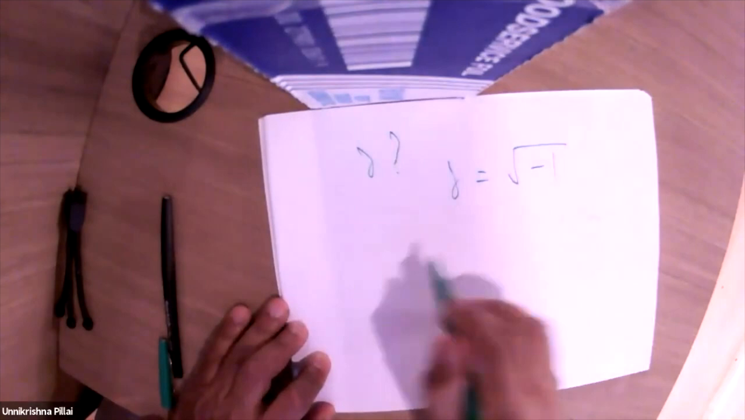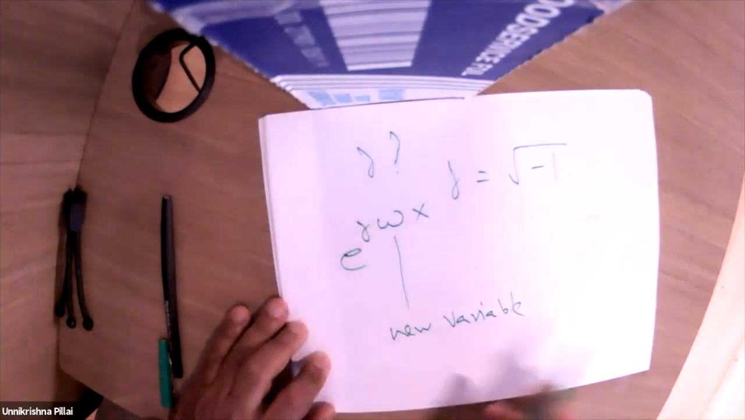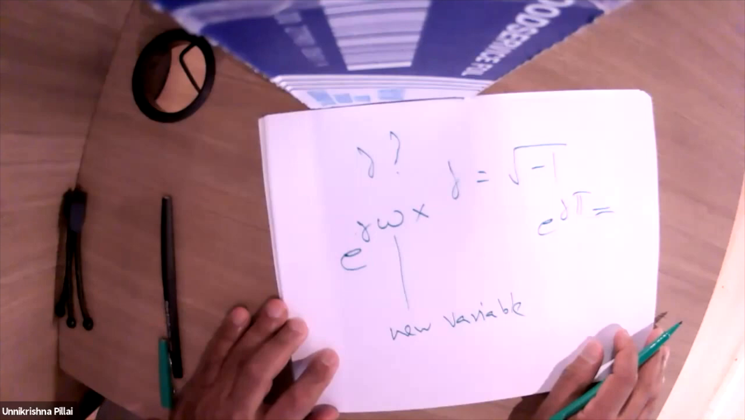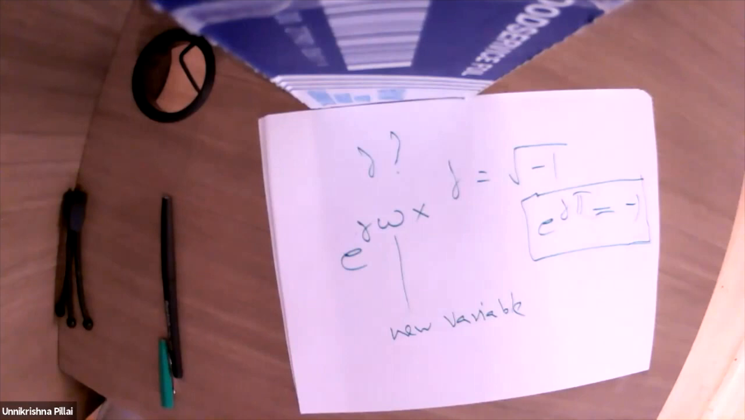So e raised to j omega x, omega is a new variable. j is the square root of minus 1. Of course, you have e raised to j pi. What is the answer? Anybody? Very good. So that's the meaning of j, if you don't know the j. j or i, square root of minus 1. Omega is a new variable.